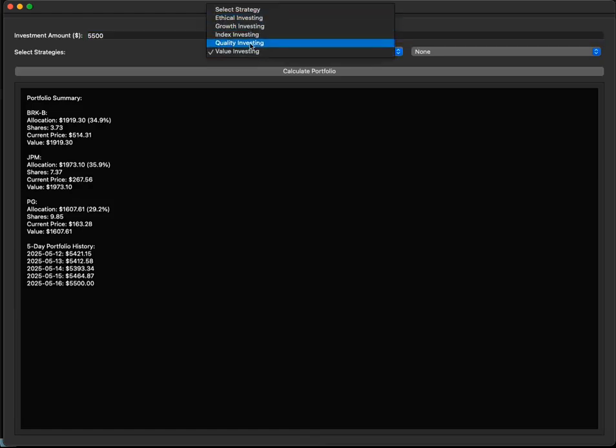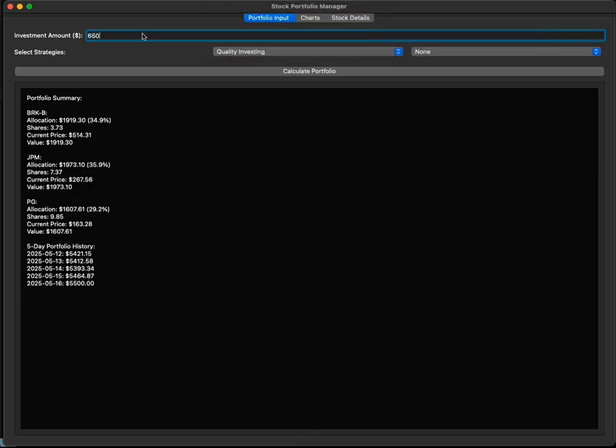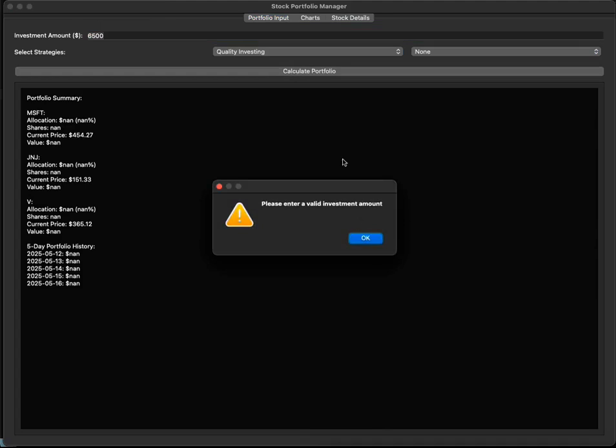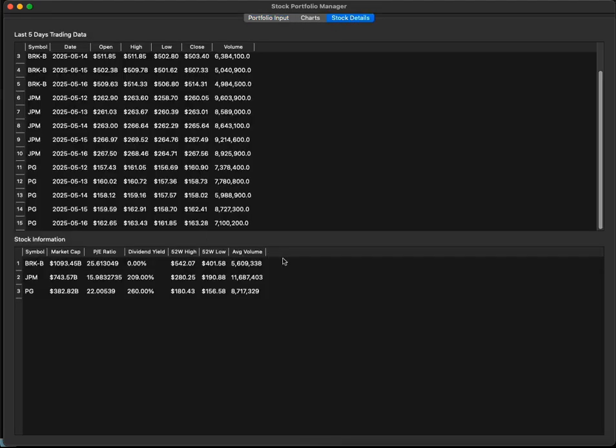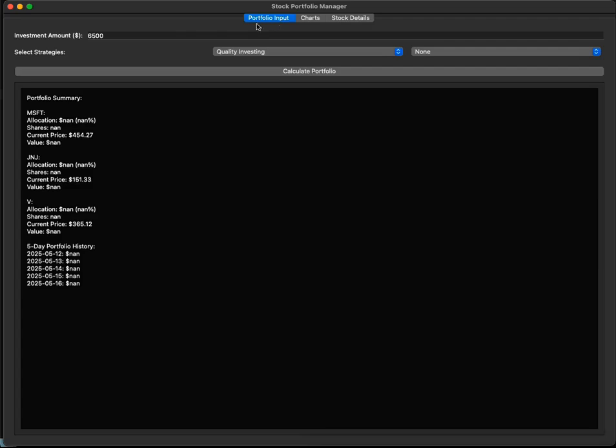Test Case 10, Single Strategy, Quality Investing, $6,500. Stocks included MSFT, J&J, and Visa, V, with weights based on PE, earning stability, and dividend history. The chart showed a midweek dip and full recovery. Final portfolio value on May 16 was $6,500, perfectly matching investment. Data integrity for each ticker confirmed via 5-day OHLC and volume trends.